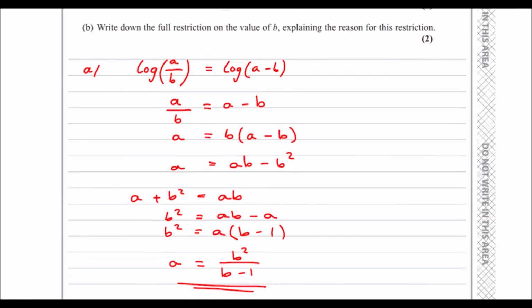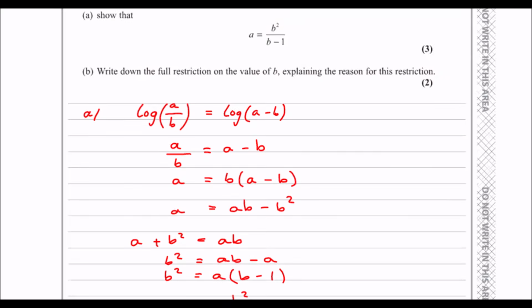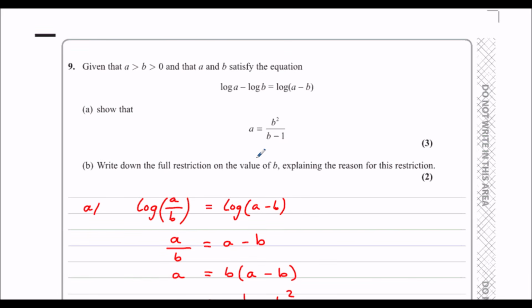Write down the full restriction on the value of b, explaining the reason for the restriction. So we know that we've got to explain the reason. So b can't equal 1 because if you divide by 0, the denominator will be 0. You can't get an answer. It's undefined. And we also have this restriction given to us in the question. So we know that a and b are both positive, and a is also bigger than b.